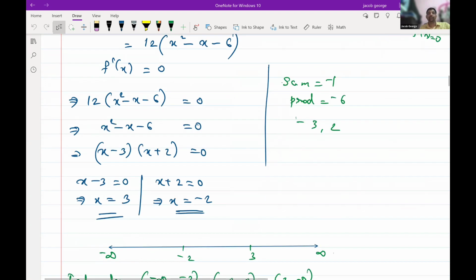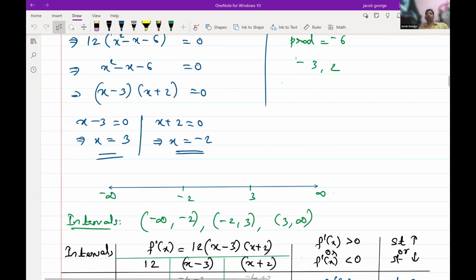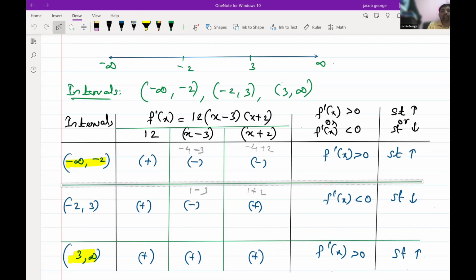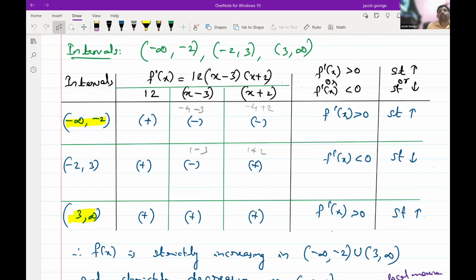Then we have to draw the number line, and we will mark these points in increasing order. -2 first, then 3. On the left of -2, minus infinity, and on the right of 3, infinity. So we break the intervals like this: minus infinity to -2, then -2 to 3, and then 3 to infinity. So f dash x is 12 into x minus 3 into x plus 2. So 12, x minus 3, and x plus 2 are the three important factors here.